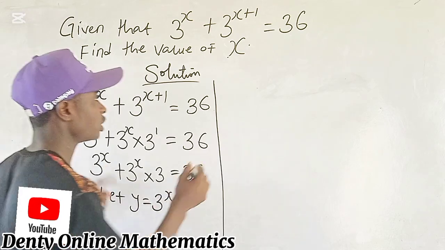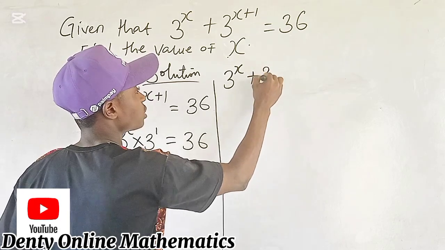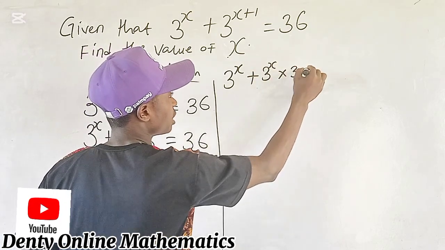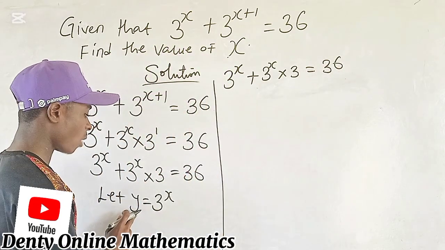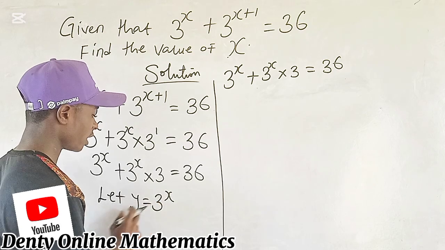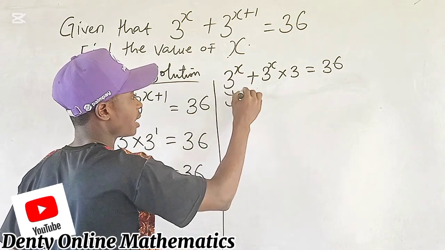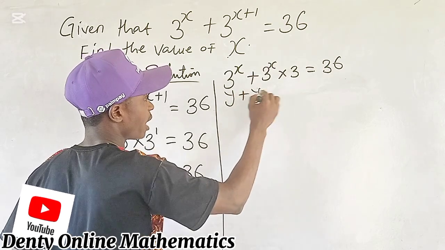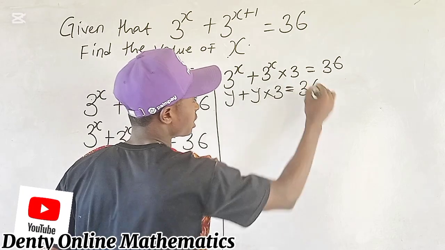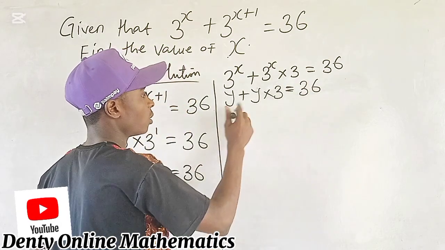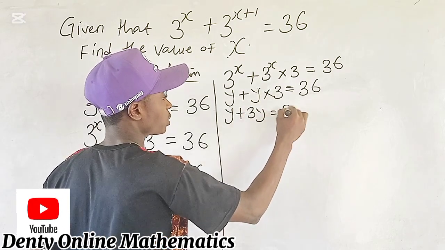Now, doing this, let me just write it out. What we have is 3 raised to the power of x plus 3 raised to the power of x times 3 equals 36. So since we are substituting y in place of 3 raised to the power of x, in place of here, I'm going to have y plus, in place of this other one, I have y also times 3 to be equal to 36. Now, this will be y plus 3y equal to 36.